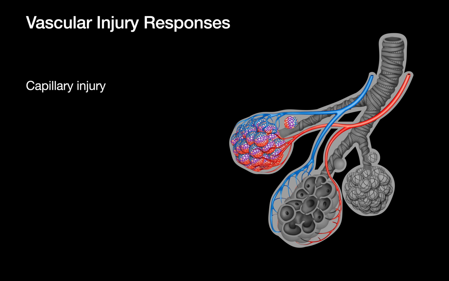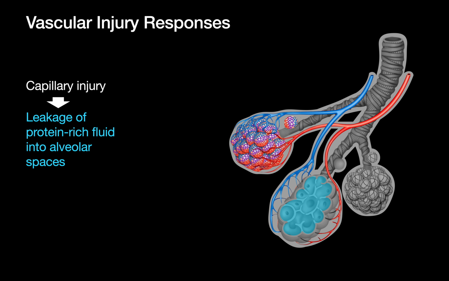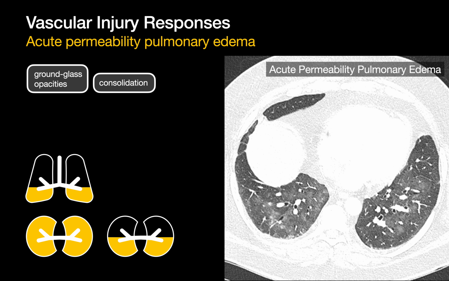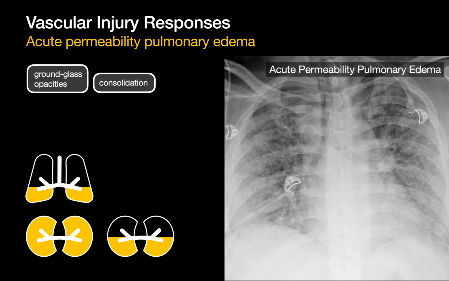In some patients, injury to the capillaries results in leakage of protein-rich fluid into the alveolar spaces in a disorder we label acute permeability pulmonary edema. In acute permeability pulmonary edema, the protein-rich fluid in the alveolar spaces contributes to the appearance of ground glass opacities or consolidation on CT. The imaging features of acute permeability pulmonary edema tend to favor the lower lungs in the coronal plane and exhibit either no zonal predilection or favor dependent lung in the axial plane. The distribution of imaging features in these zones is generally uniform.